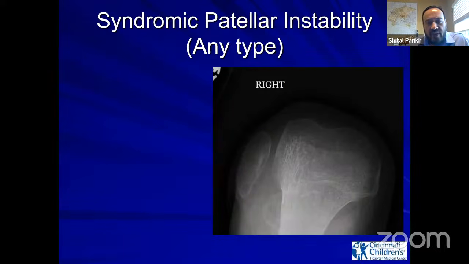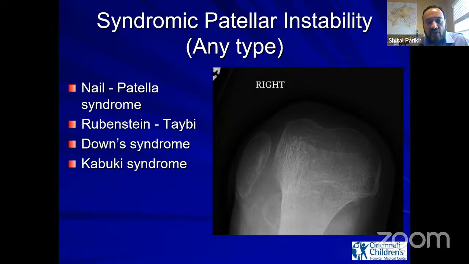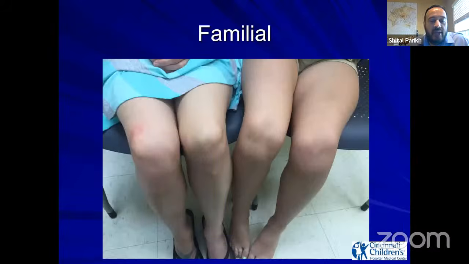There could be any of these syndromes besides nail patella. It could be Rubinstein-Taybi, Down syndrome, Kabuki, Morquio, and there are several others out there, and they can present with any of the patterns from 1 to 4.